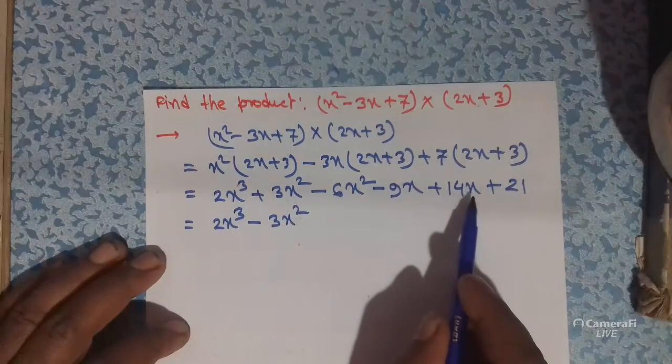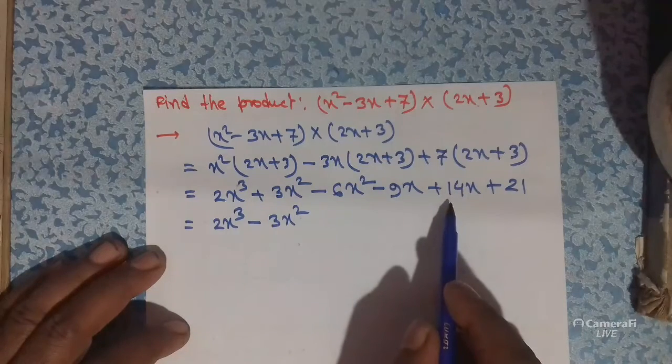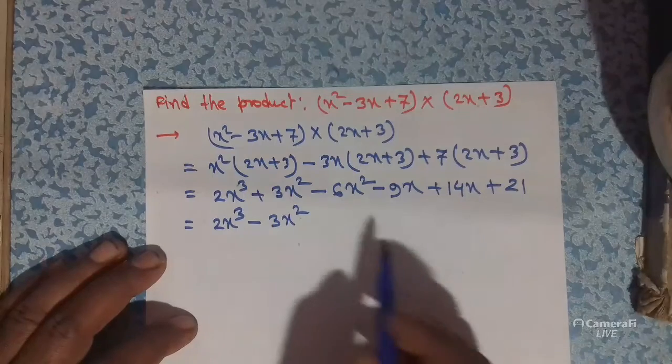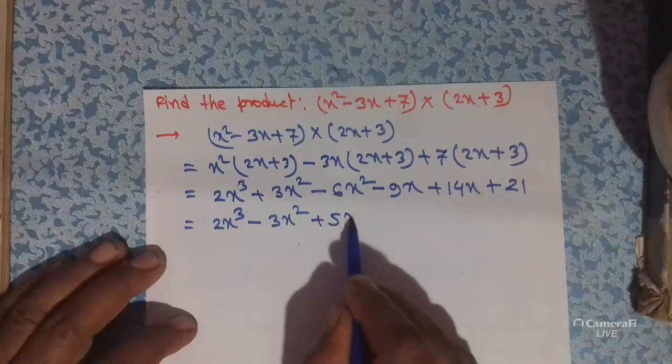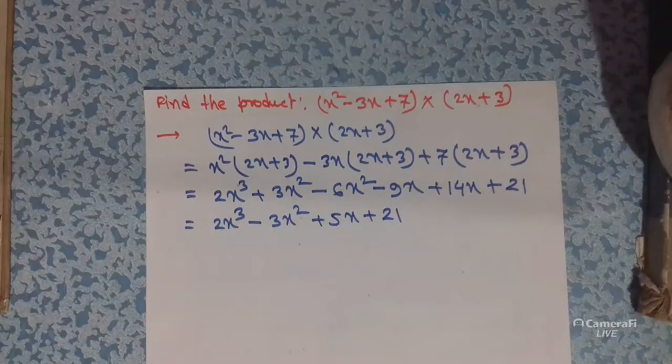Again minus 9x and plus 14x. So these are opposite signs, so we have to subtract 9 from 14. So minus 9x plus 14x is plus 5x and plus 21. So 2x cube minus 3x square plus 5x plus 21 is the answer.